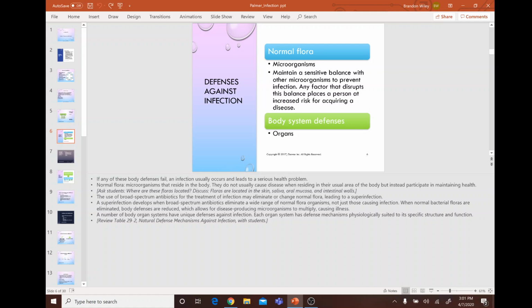So if we use broad spectrum antibiotics for treatment of infection, what might happen? It may eliminate or change normal flora, leading to a superinfection. So what causes a superinfection to develop? The antibiotics kill the flora, not just those causing infection. Once the normal, good ones die, body defenses are reduced, and that allows the illness to grow, I'm assuming, a lot faster.